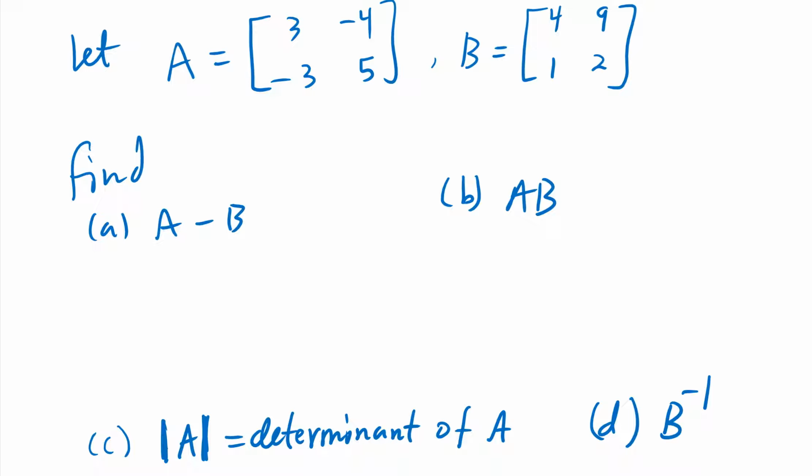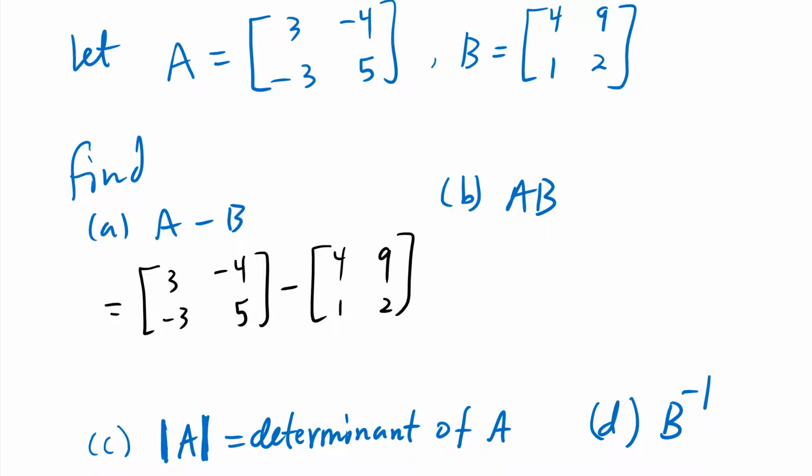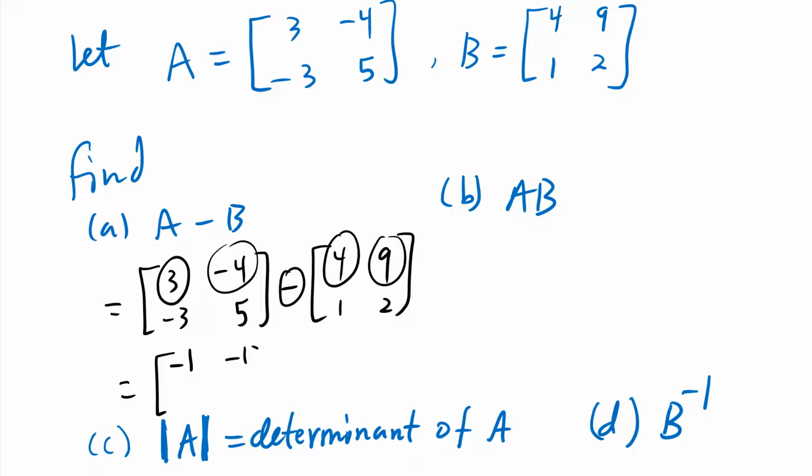So A minus B, you take matrix A minus B. The way you do this: 3 minus 4, negative 1. Negative 4 minus 9, negative 13. Negative 3 minus 1, negative 4. Negative 3 minus 2, negative 5.